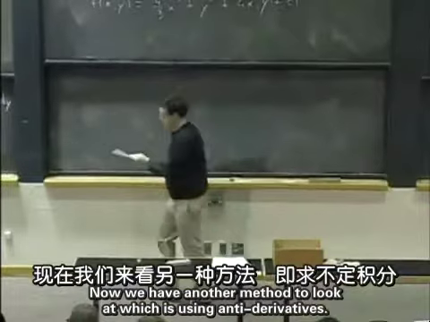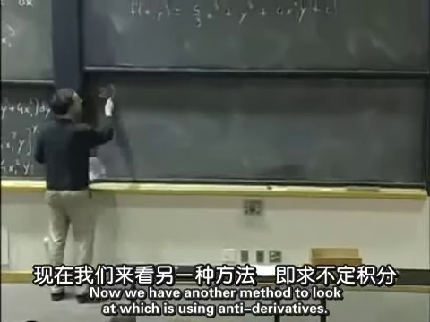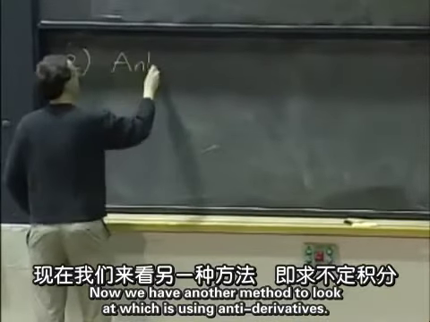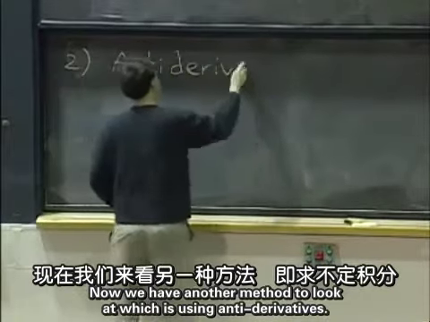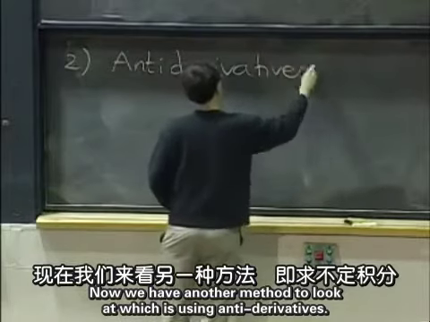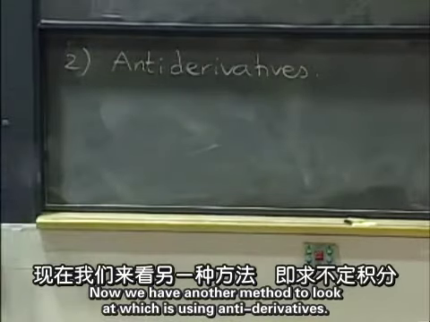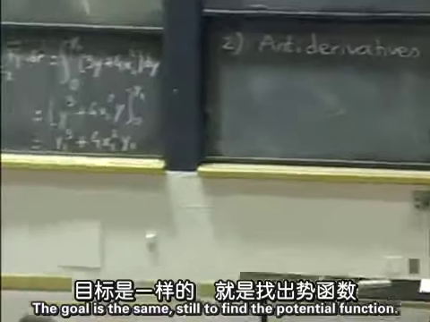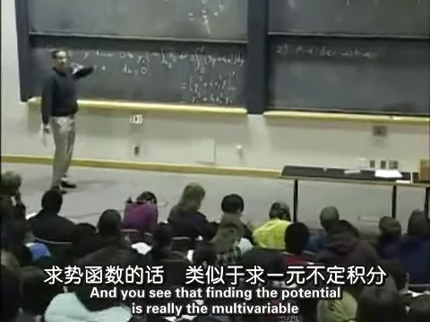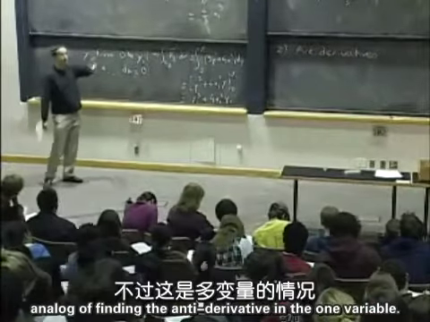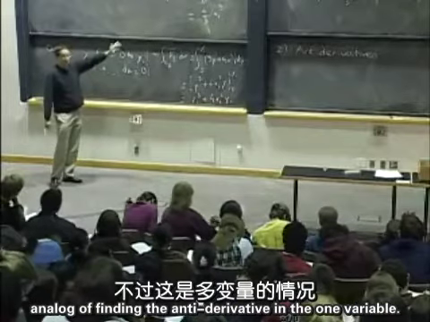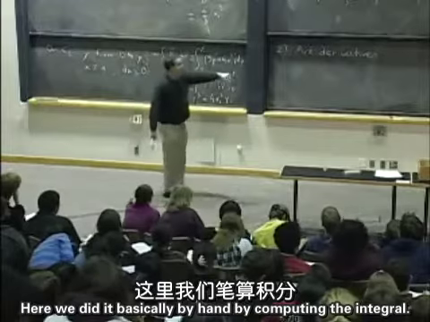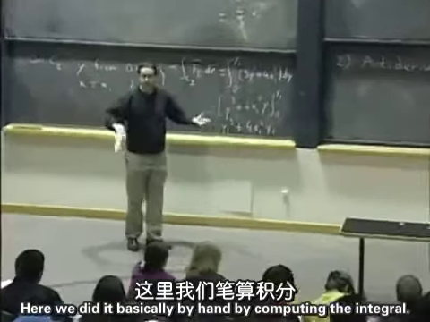So now we have another method to look at, which is using antiderivatives. Okay, so the goal is the same, still to find the potential function. And you see that finding the potential is really the multivariable analog of finding the antiderivative in one variable. So here we did it basically by hand by computing the integral.